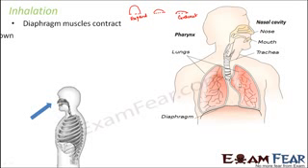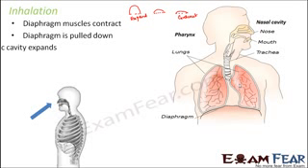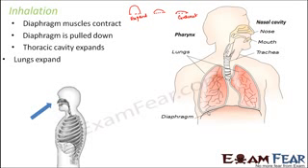Now what happens when the lungs expand? As I said, the muscles contract and the diaphragm is pulled down. As a result, the thoracic cavity expands, the entire space here, because the diaphragm denotes the end of the thoracic cavity. So when the diaphragm has gone down, the thoracic cavity volume has increased. In that case, the lungs also expand because they get a lot of free space. Now what happens when the lungs expand? Their volume increases.